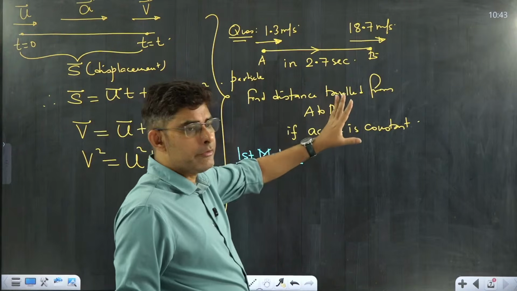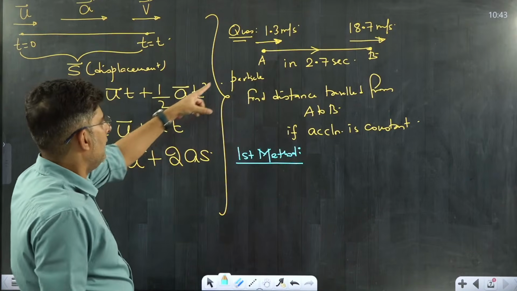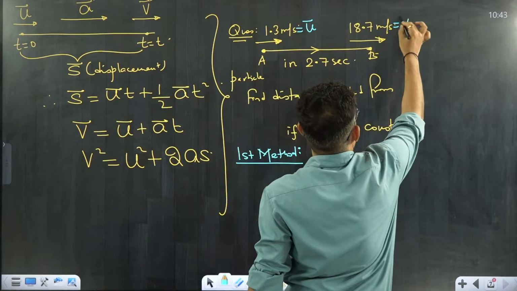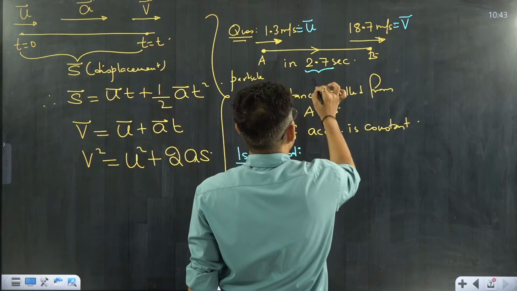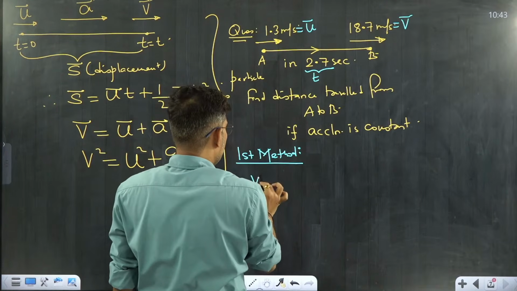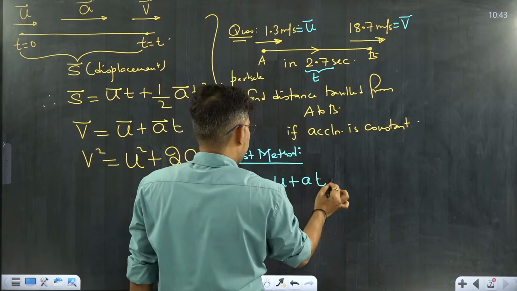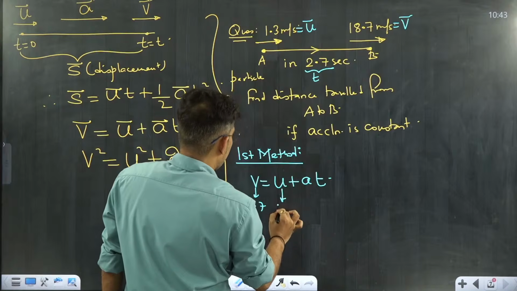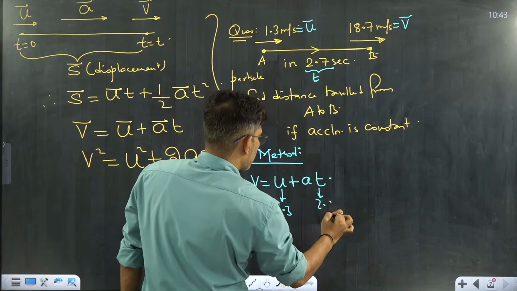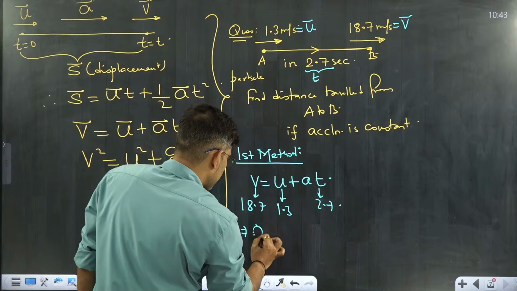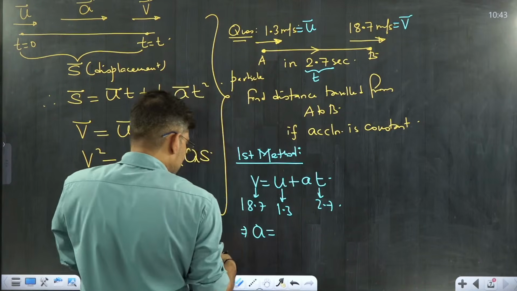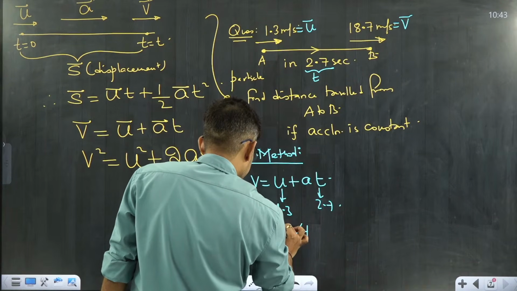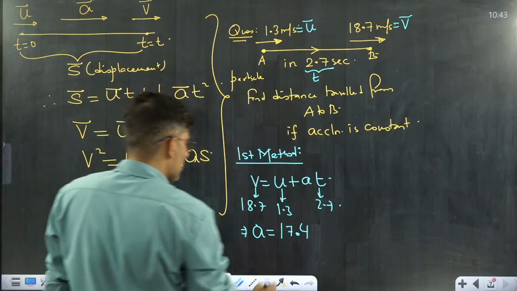First method, the general method which students are taught. They say that, okay, what we know: this is u, this is v, and this is given as time. Acceleration is constant. So first I will use v equals u plus at. Now from here, putting v as 18.7, u as 1.3 and time as 2.7, you will get acceleration as 18.7 minus 1.3, so 17.4, divided by 2.7.